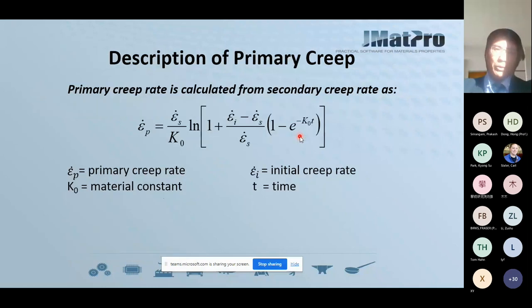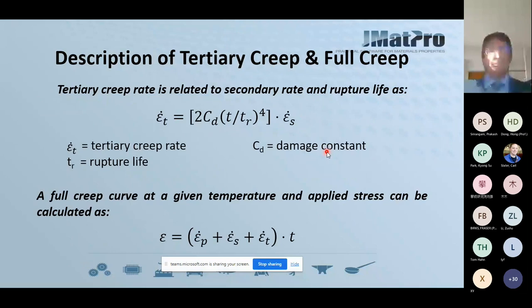Based on the secondary creep rate, we can derive further equations for primary creep. So this is the equation for primary creep. And we can even further derive another form for tertiary creep. This tertiary creep is related to the secondary rate and rupture life in this form. And the t_R here is the rupture life, which can indeed be linked with the secondary creep rate.